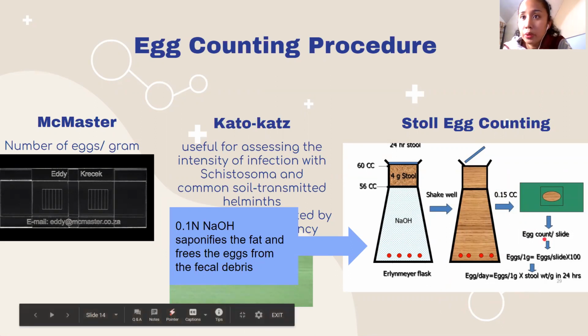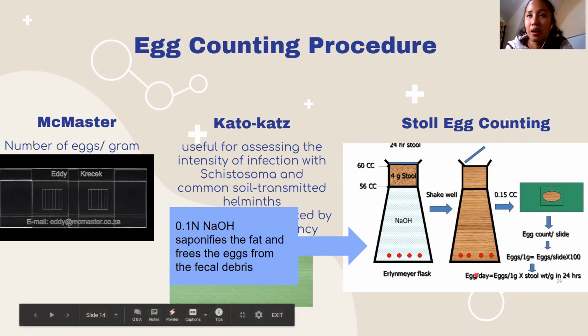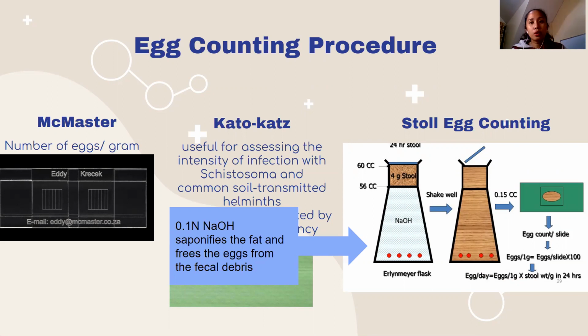If you want to compute for the eggs per 1 gram, the number of eggs in the slide times 100. And if you want to know how many eggs are there in a day, eggs per 1 gram times the stool weight per gram that you use, in 24 hours. So you have to measure how much stool you pass within the 24 hours. So yes, there is a collection of 24-hour stool. Usually, if I'm not mistaken, they place it in a paint can container.